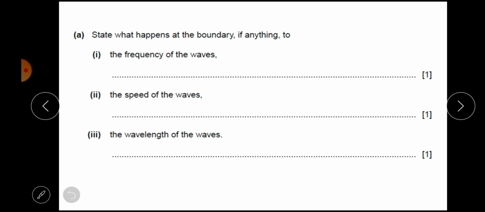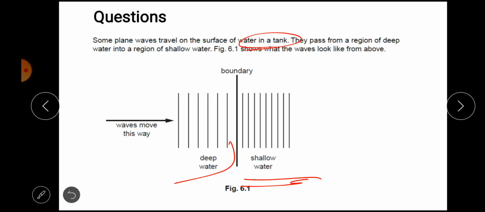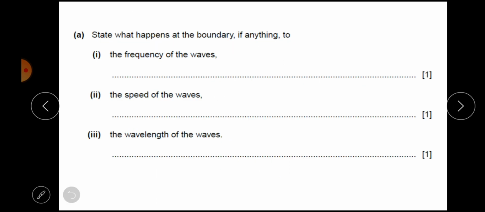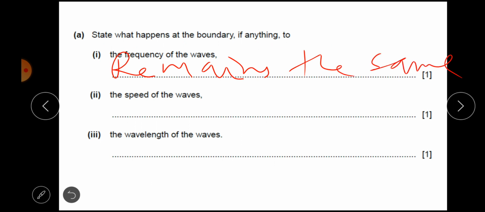State what happens at the boundary, if anything, to the frequency of the waves. What happens as the waves enter the shallow water? What happens to the frequency? There is nothing, so it remains the same. That would be the answer here: it remains the same. It doesn't change.